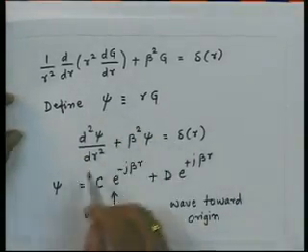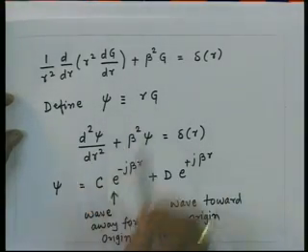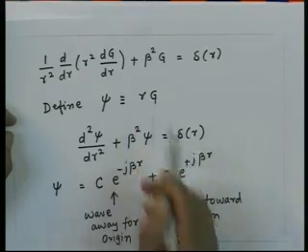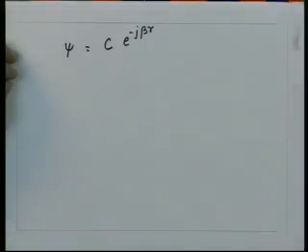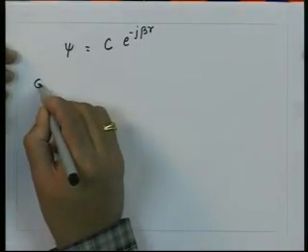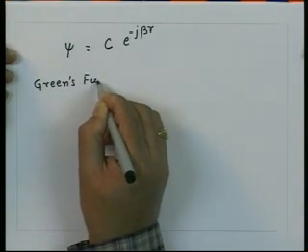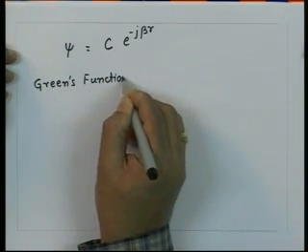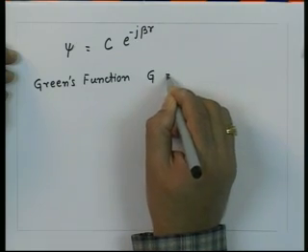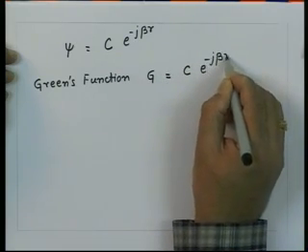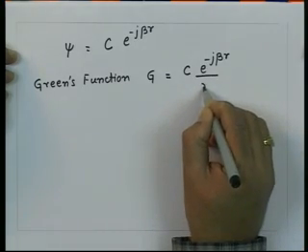And now substituting in terms of g, the psi is equal to r g. So, g will be psi divided by r. So, we get the Green's function for this case, g, that is some constant e to the power minus j beta r upon r.